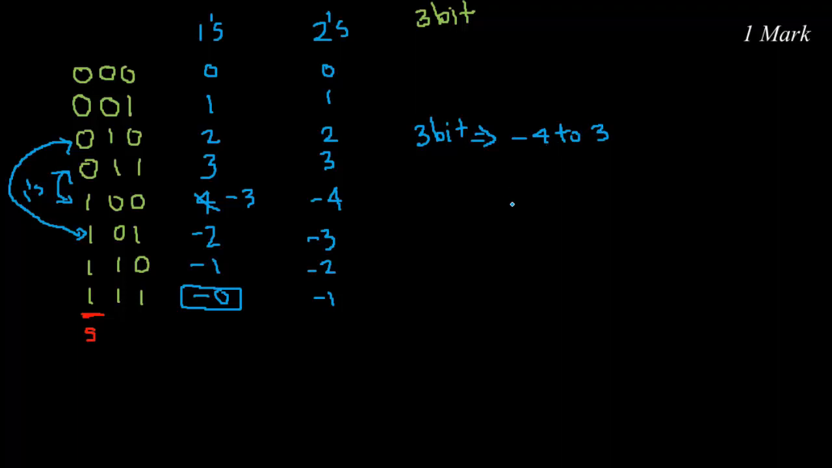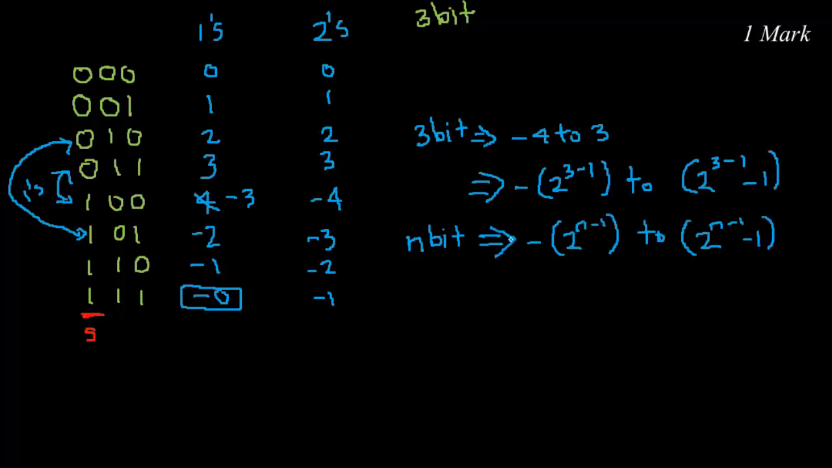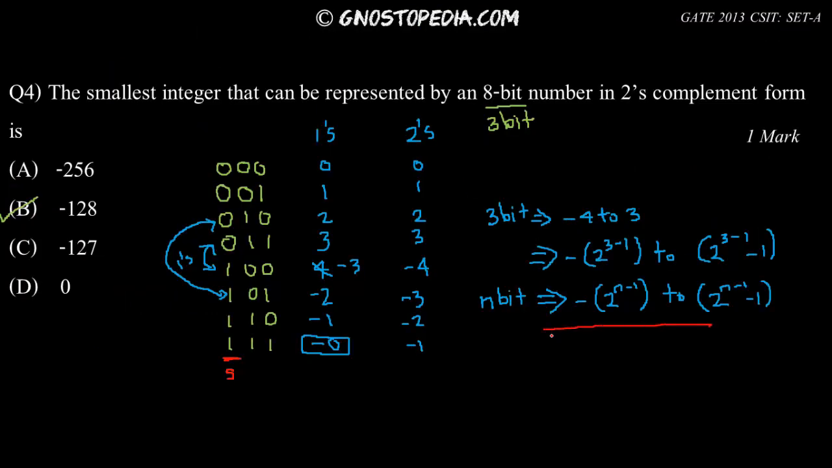If I want to try to generalize it, I can write it like this. And for n bits, this would be the formula. This is how we get the range for an n-bit number.